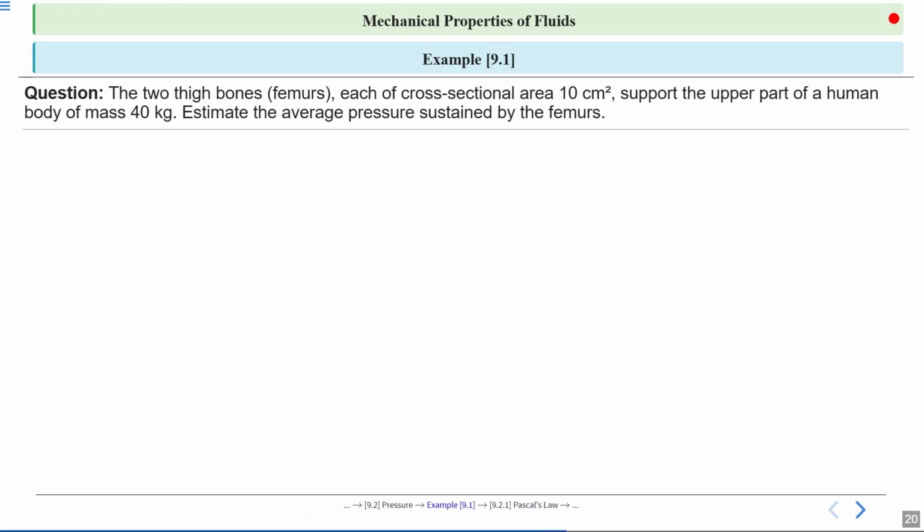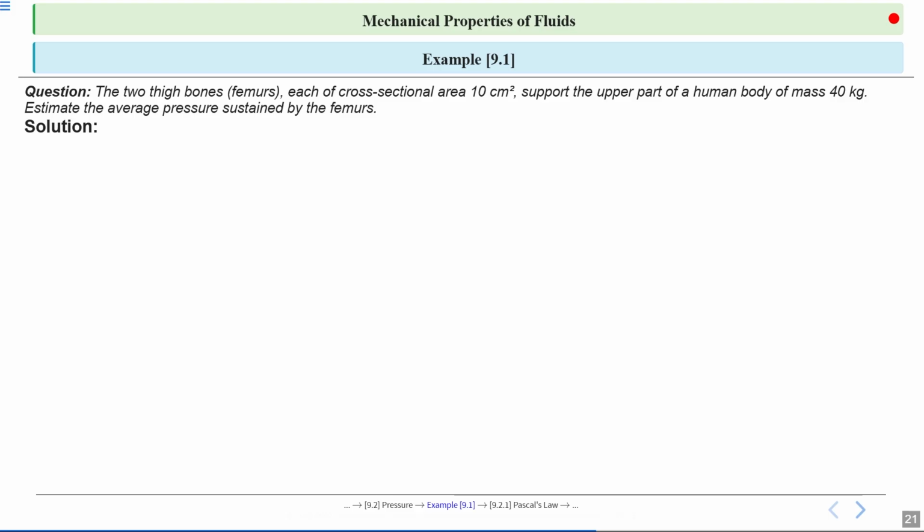Example 9.1. The two thigh bones, each of cross-sectional area 10 centimeter square, support the upper part of a human body of mass 40 kilogram. Estimate the average pressure sustained by the femurs. So here you have to find out the average pressure. Let's see the solution.